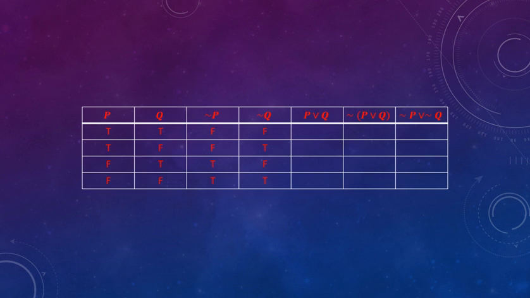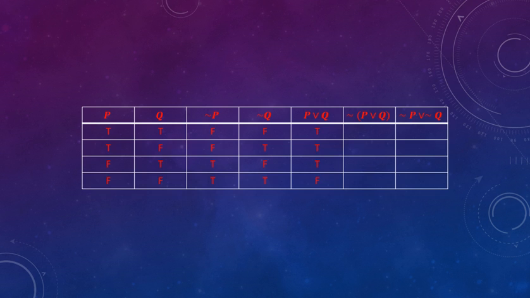We now have our fifth column, the disjunction P or Q. As long as one of the two is true, then the disjunction is true. So first row, P and Q are both true, so that's a true. Second row, P is true, Q is false. That gives us a true. Third row, P is false, Q is true. That gives us a true. And then last row, P and Q are both false. So that gives me a false. And that is our fifth column.